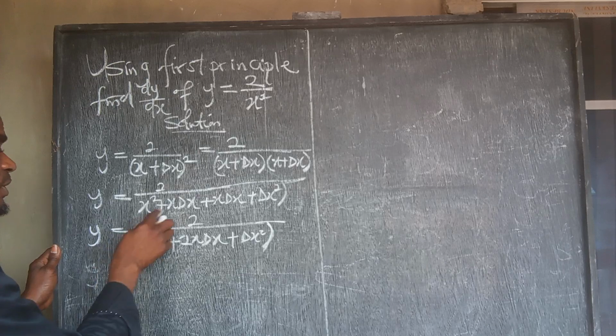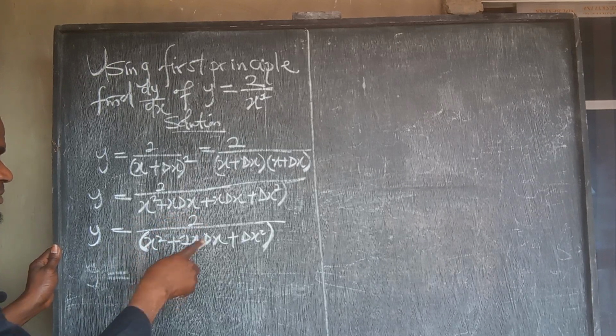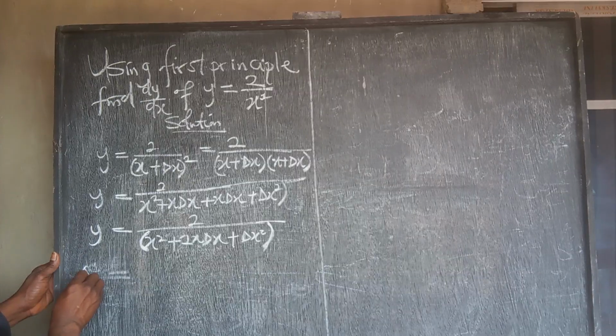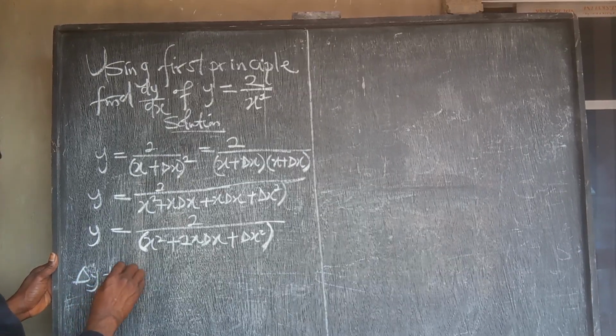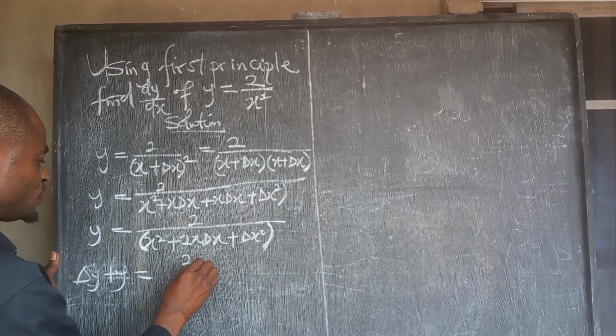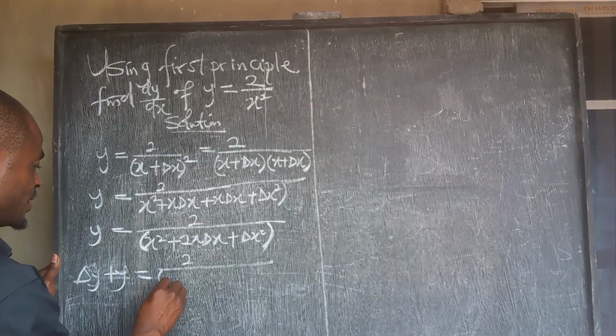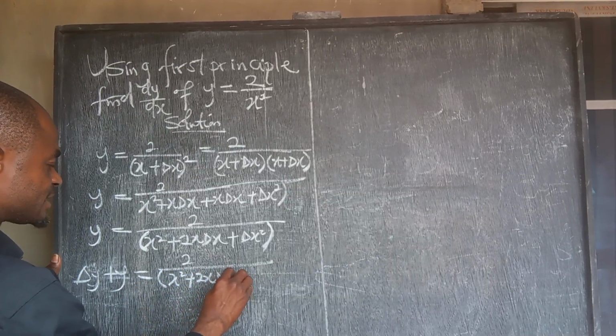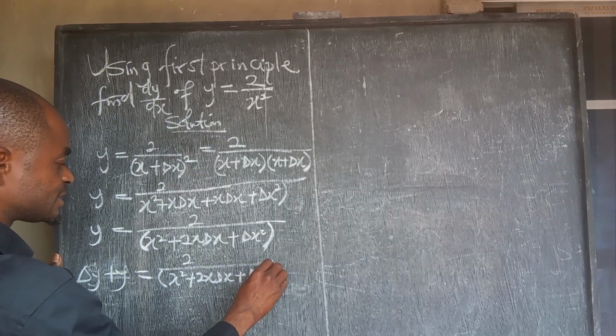Once we have added the increment of x, you are coming to the other side, to y. You now add the increment of y as well: y plus changing y is equal to 2 everything all over x squared plus 2x changing x plus changing x squared.